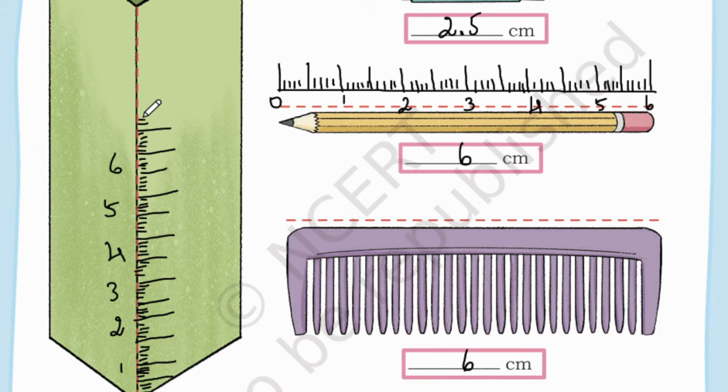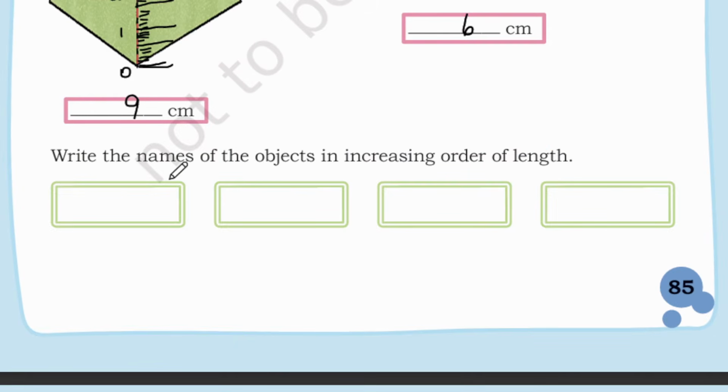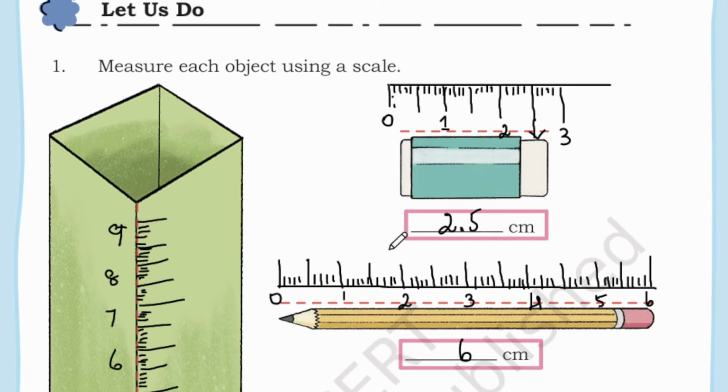So use a 12 centimeter scale, students, so it will be easy for you. 8 centimeter, and this is almost 9 centimeter. So I am writing 9 centimeter here. Okay, write the name of the object in increasing order of the length. So now we need to write increasing order of the length.